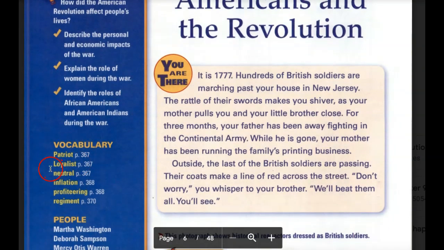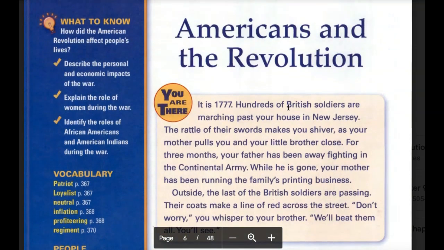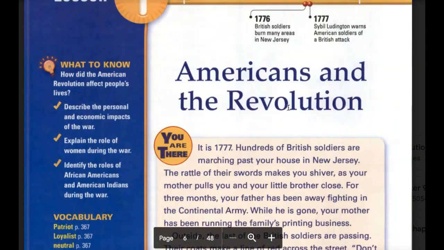Patriot, loyalist, neutral, inflation, profiteering, regiment. Martha Washington, Deborah Sampson, Mercy Otis Warren, Abigail Adams, James Armistead, Chief Logan, Thea Deganea. That's my best guess. Americans and the Revolution.